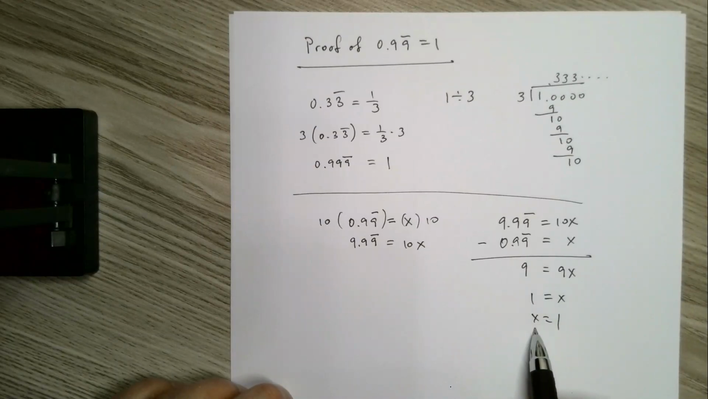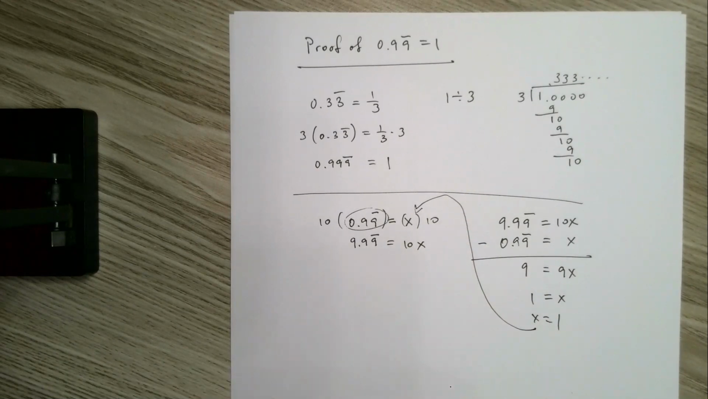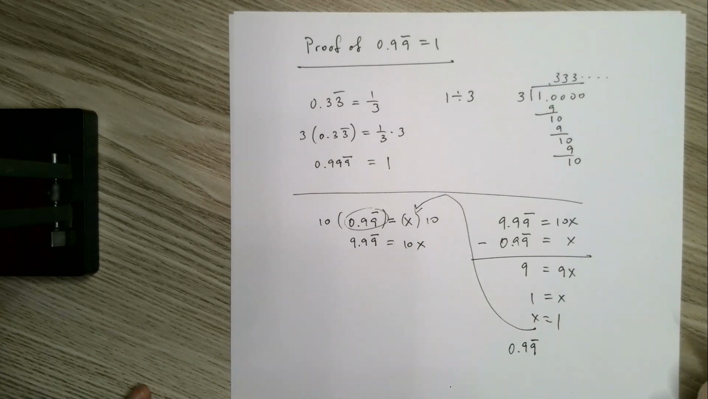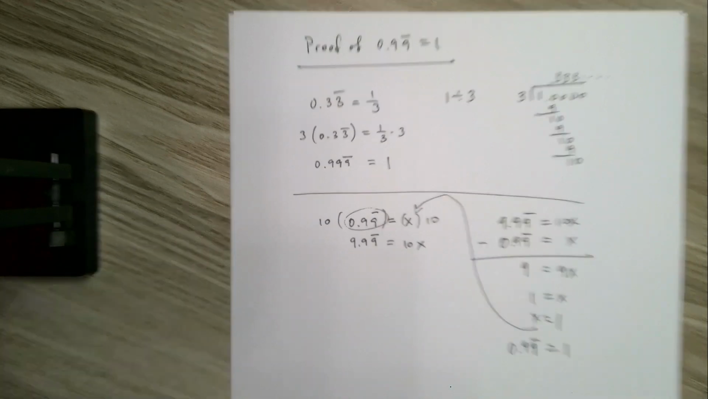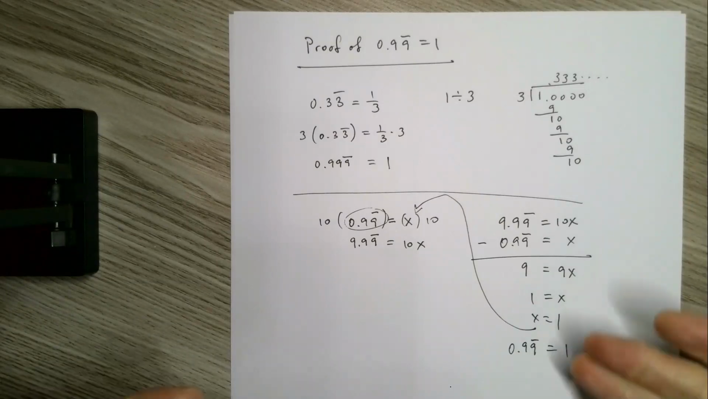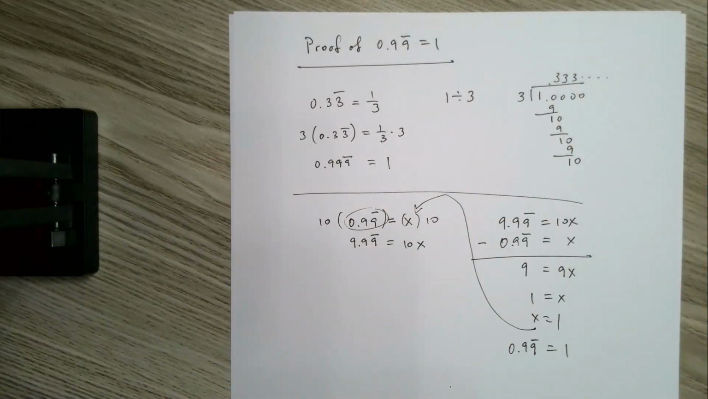Because what was x in the first place? X was 0.9 repeating. So to be totally formal about it, then I substitute 0.9 repeating in for x, and 0.9 repeating equals 1. So there you have it. Two separate proofs, one more algebraic, more formal than the other one, but I think they both work.